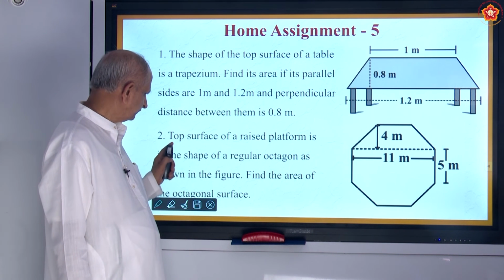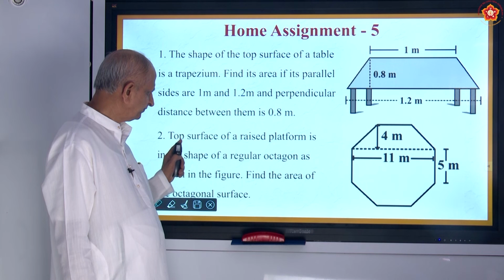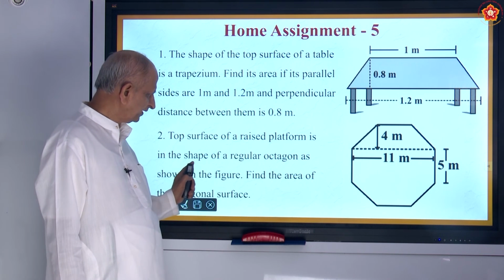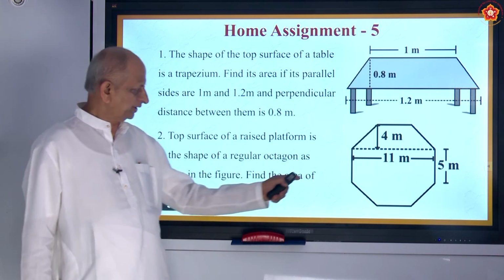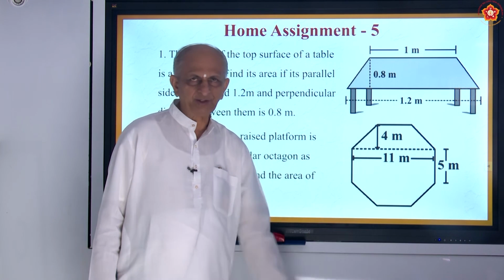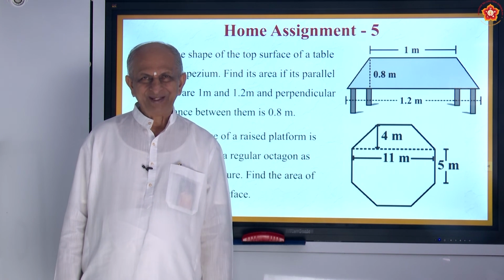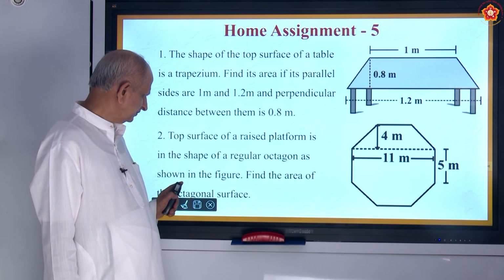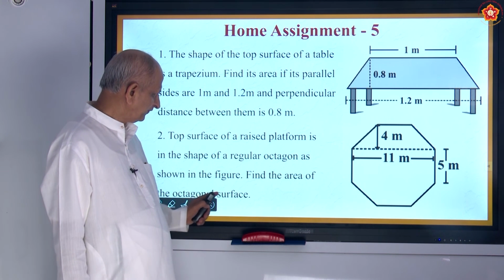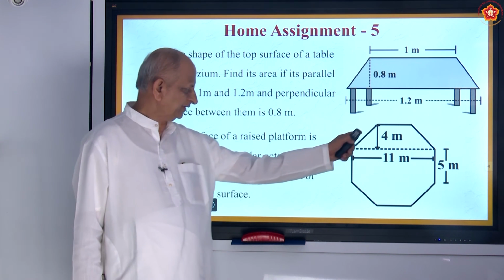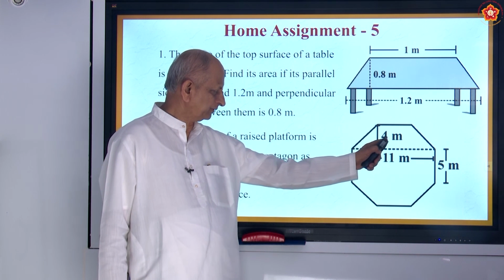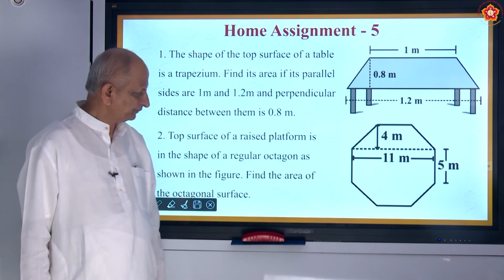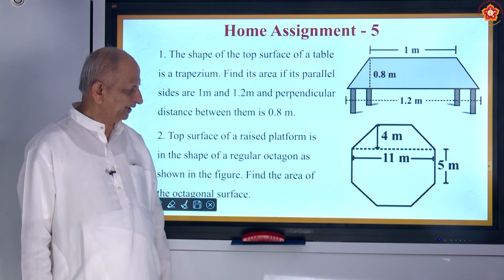of the top. Second question, top surface of a raised platform is the shape of a regular octagon. So here is an octagon. What do you mean octagon? Plane figure having 8 sides, correct? Find the area of the octagonal surface. Here this height is given to be 4 meters and this is given to be 11 meters. And using this you have to find the area of the octagon.